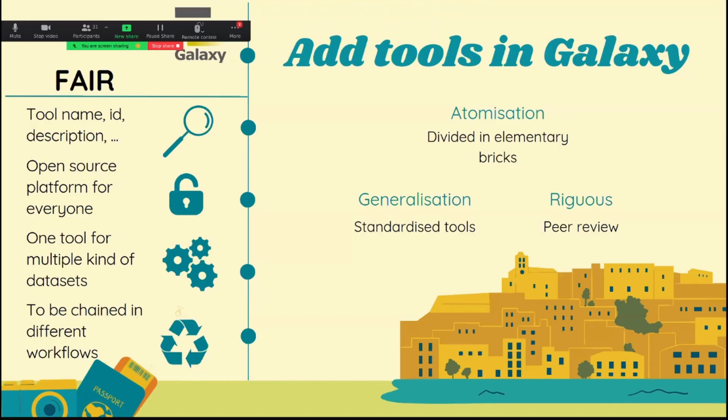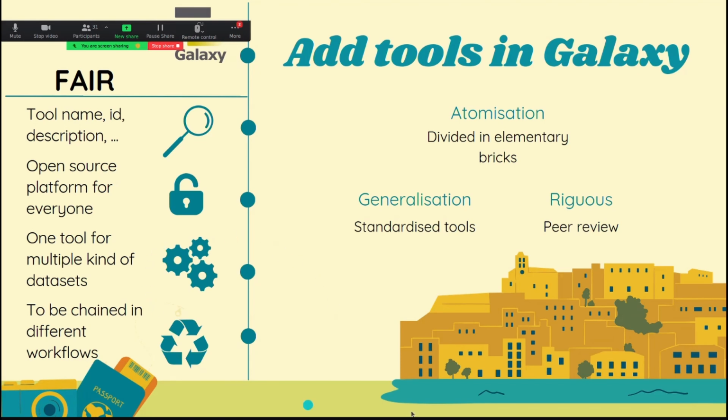So yeah, this is a bit more technical, how to bring tools into Galaxy. Also on the way on building tools on Galaxy, Galaxy relies on the FAIR principle. So the tools that you want to bring into Galaxy will need to have some basic information, some metadata. So for instance, a tool name, an ID and description, it will need to be open source for everyone to be able to use it. And it will have to have some generalization and some standardization so that any user can use any kind of data set in it and that you can chain it in different workflows.